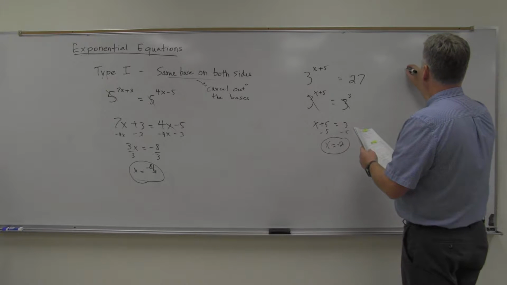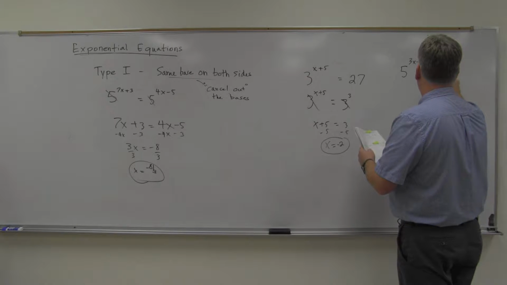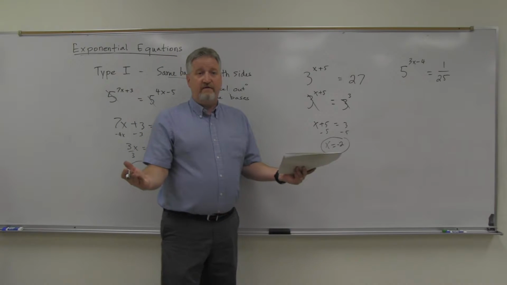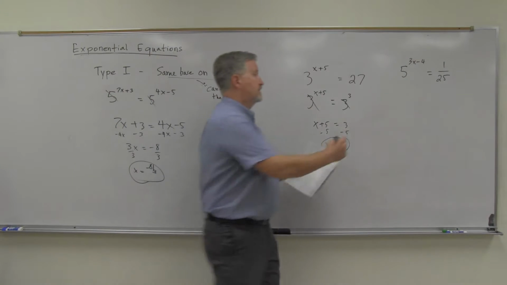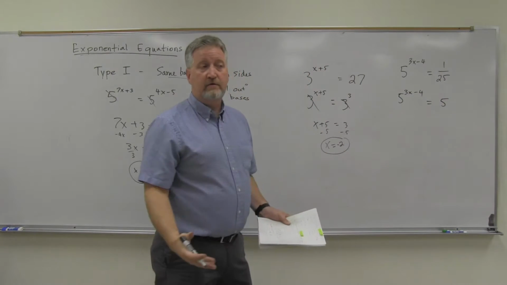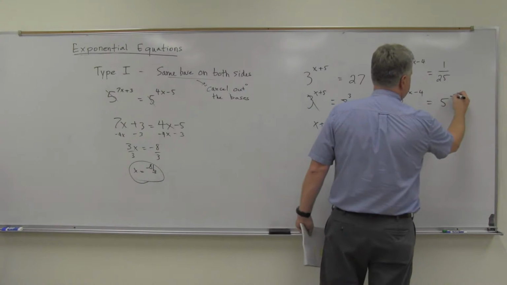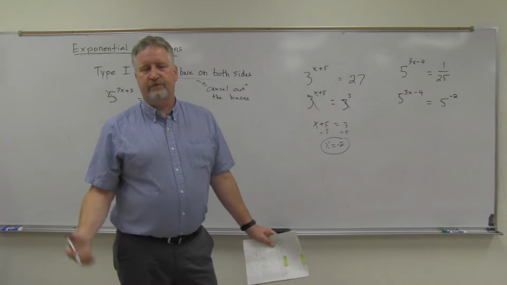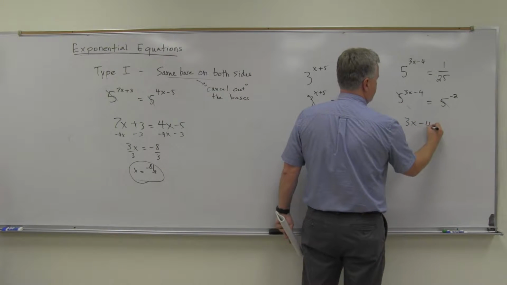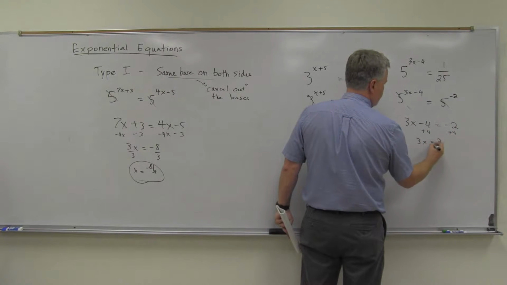What would this one be? 5 to the 3x minus 4 equals 1/25. Same idea, isn't it? 25 is a base 5. It's 1/25, so how would I write that as 5 to a power? Well, since it's 1 over 25, it would be 5 to the negative 2. Yeah, 5 squared is 25, so 1 over 25 is 5 to the negative 2. And so then your bases cancel, so you have 3x minus 4 is negative 2, add the 4, divide by the 3. 2/3?